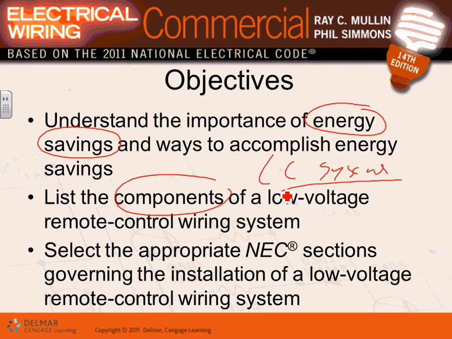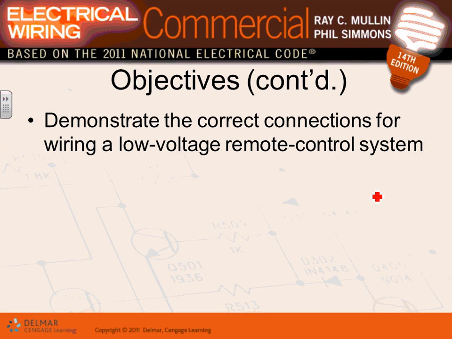Then we will talk about the NEC code book and Article 725, guys. Article 725 governs the installation of low voltage control systems, which are typically 24 volts or less. Control and signaling circuits. That's where the NEC calls it low voltage remote control wiring, based on 725. So that's what we're going to be talking about, guys.